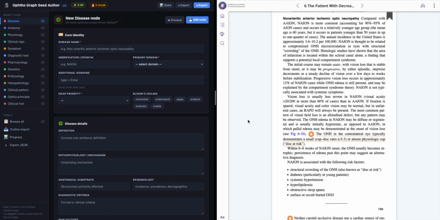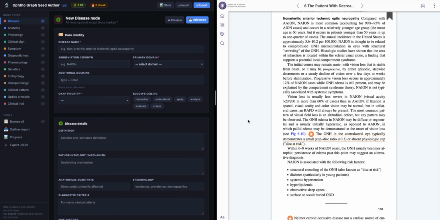I asked AI to help me develop a tool that would help illustrate some of the different important information that was necessary to study during ophthalmology residency. I'm pretty impressed with what it's generated so far, and this is what's called a graph seed author. So basically the idea is that this is just to help create some flashcards and other resources down the road.